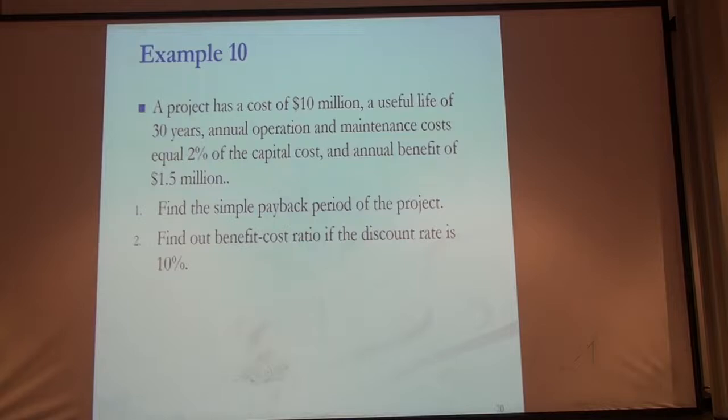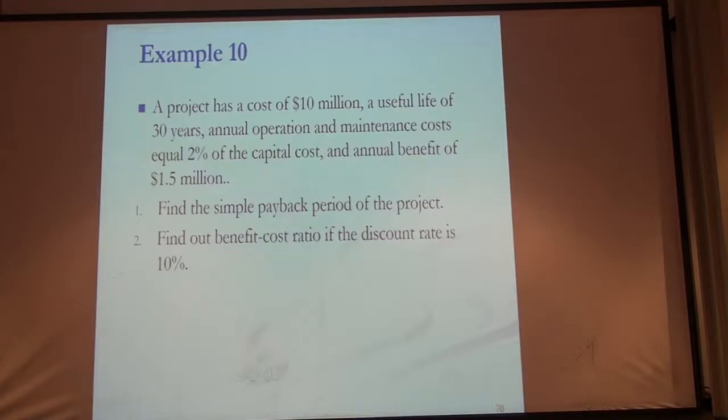A project has a cost of $10 million, a useful life of 30 years, annual operation and maintenance cost equal to 2% of the capital cost, and annual benefit of $1.5 million. Find the simple payback period of the project. Find the benefit cost ratio if the discount rate is 10%. And if I may add, find the profitability index, PI also.